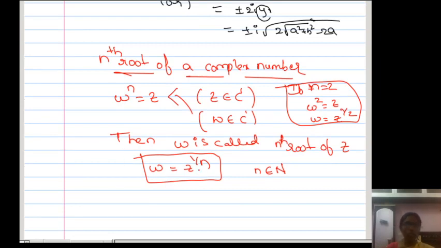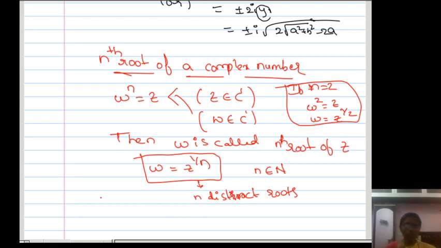How many roots do you have here? Square root means 2 roots. Nth root means how many roots? Clearly n distinct roots, that is, n solutions. For the square root you have two answers, plus 2 plus 3i and minus 2 plus 3i, like that. Here, 1 by n means n roots. Nth root means you have n solutions.